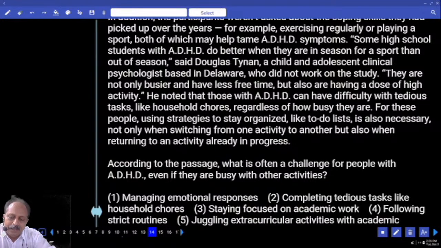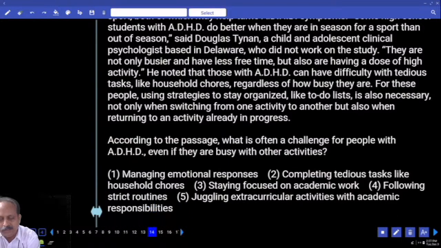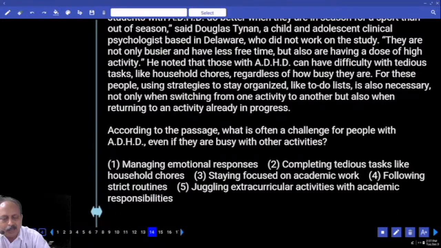According to the passage, I think this is a bit difficult. According to the passage, what is often a challenge for people with ADHD, even if they are busy with other activities? The passage says when they are busy, symptoms are reduced. But here, though they are busy with other activities, it looks like something is challenging. What is it? Managing emotional responses, completing tedious tasks like household chores.